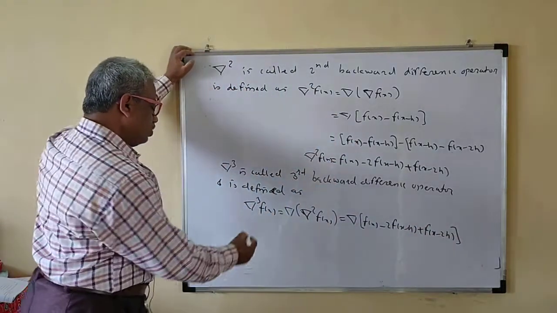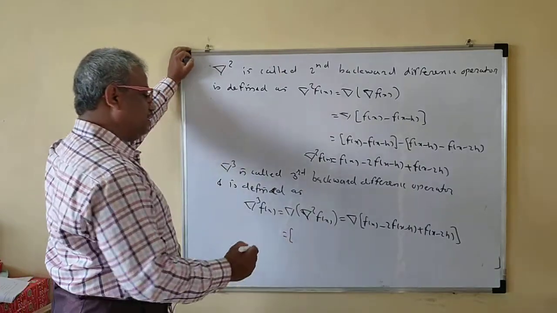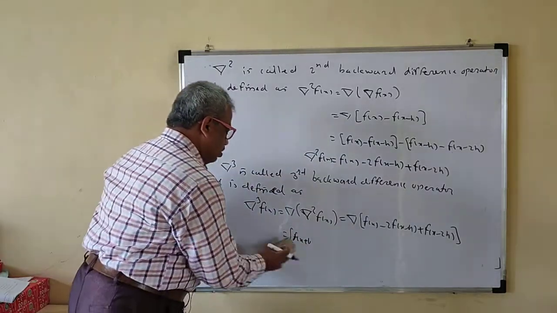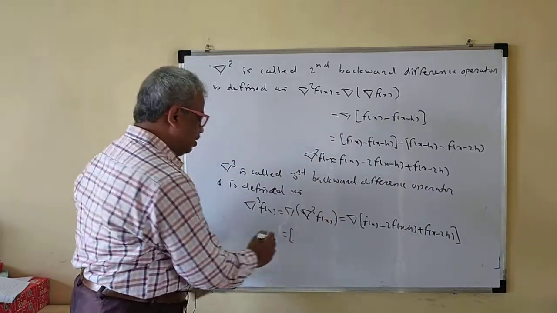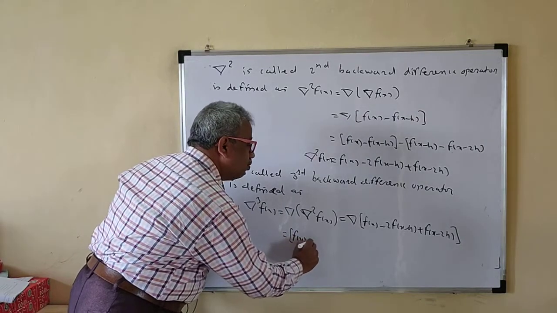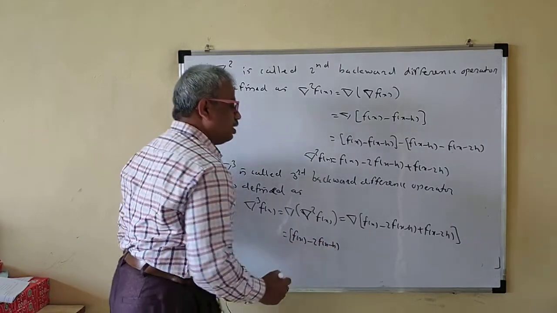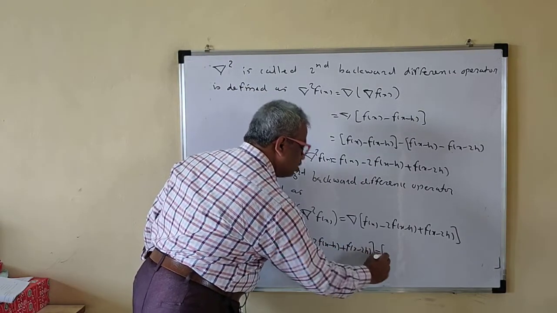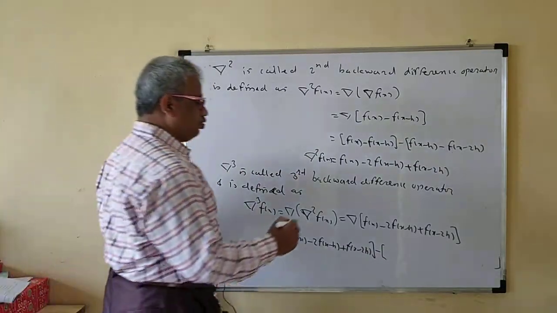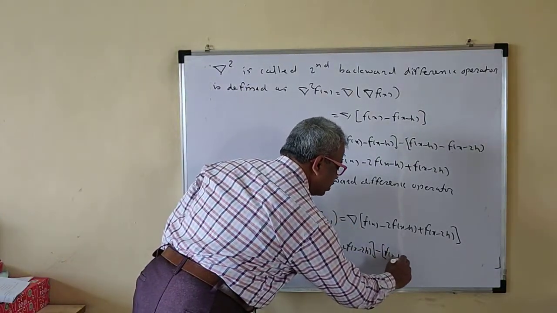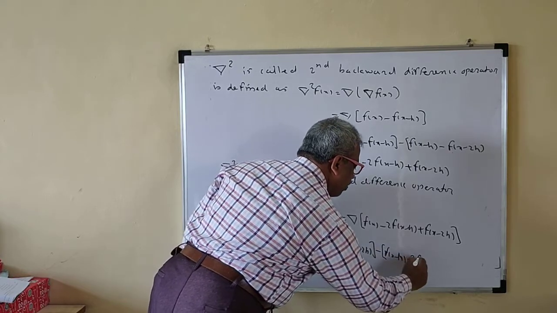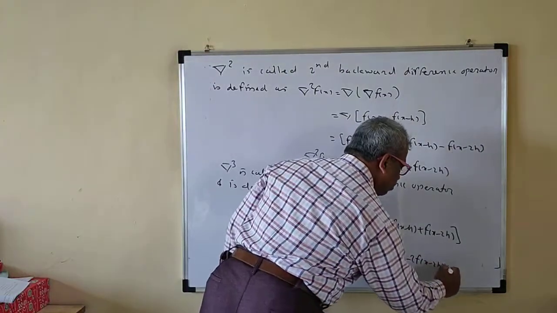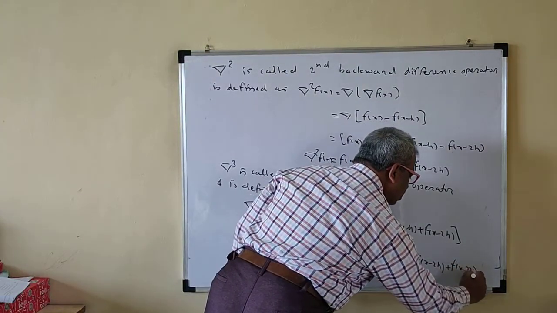So this is equal to, first this will be as it is: f of x minus 2 f of x minus h plus f of x minus twice h, minus, you have to replace x by x minus h. So what we get then? F of x minus h minus 2 f of x minus twice h plus f of x minus 3h.